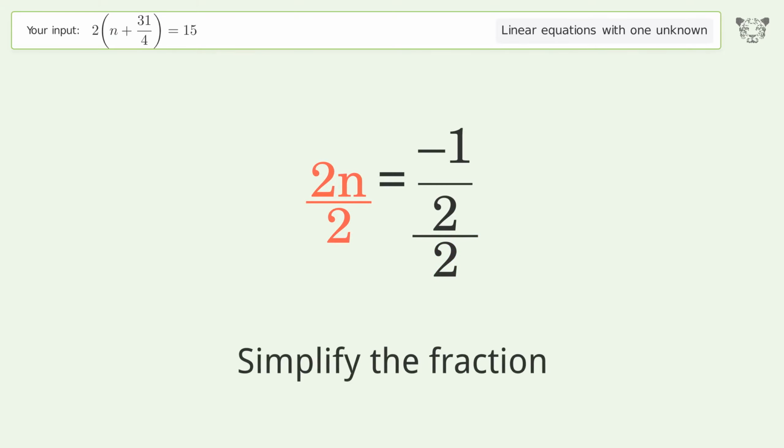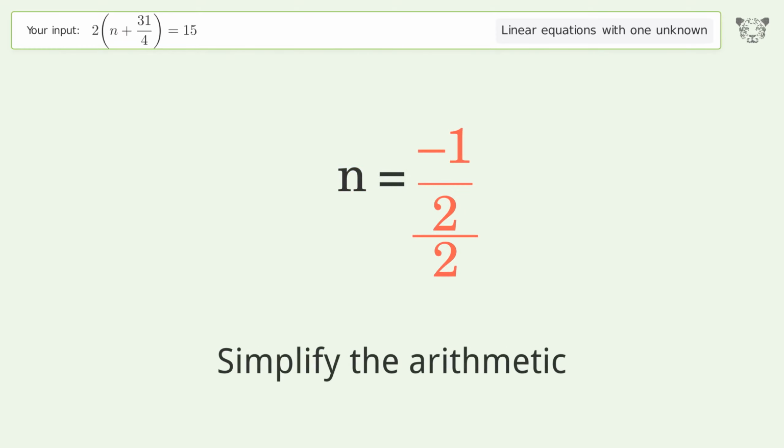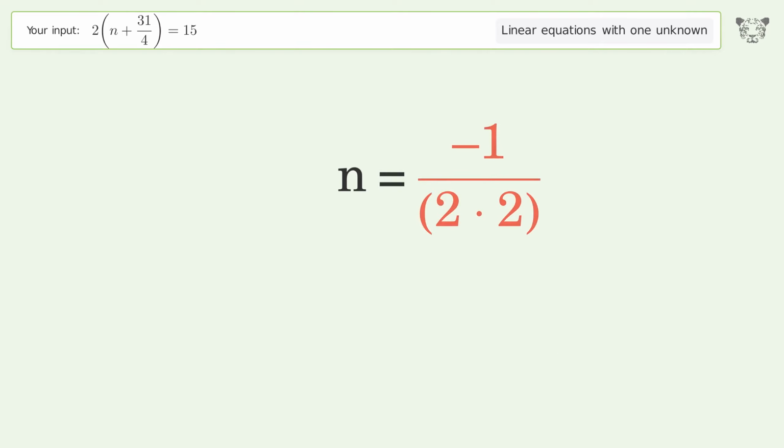Simplify the fraction. Simplify the arithmetic. And so the final result is n equals -1/4.